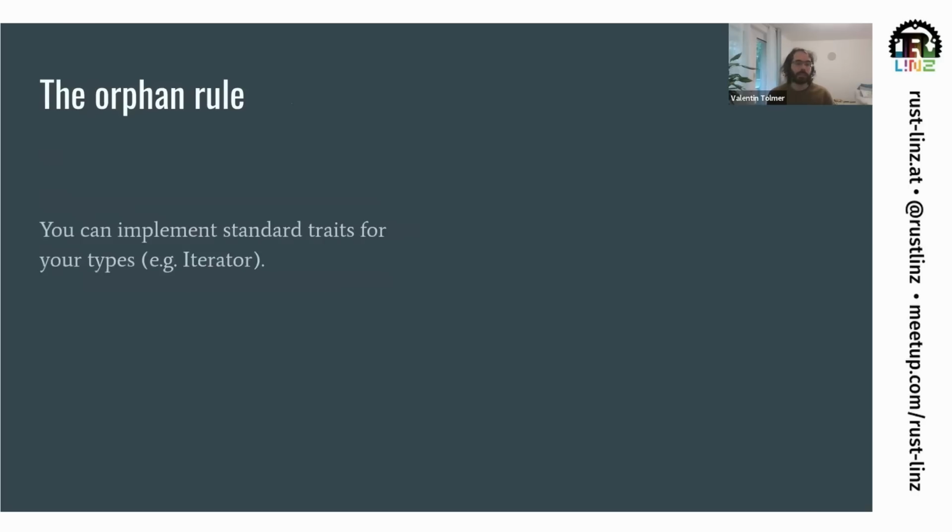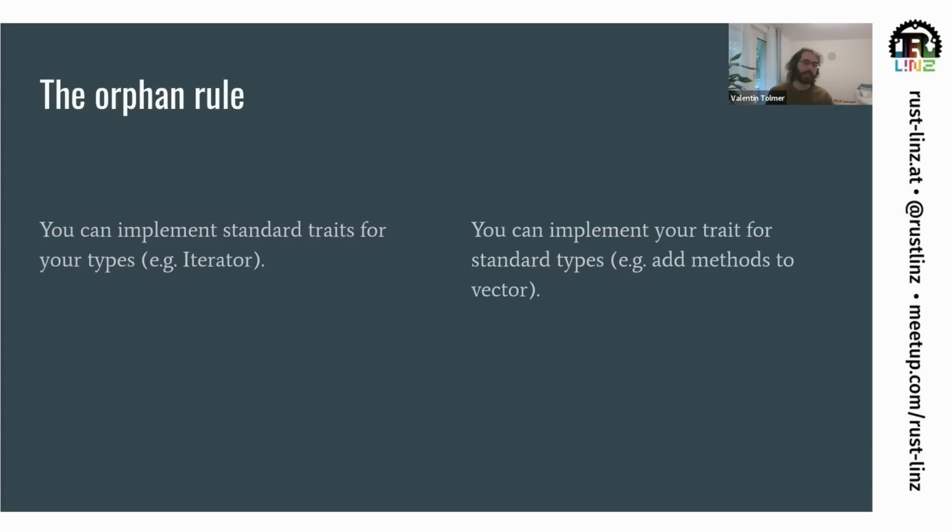So you can implement standard traits for your types. For instance, we implemented the standard Iterator trait. Or you can implement your own trait for standard types. You can add methods to vector. But you cannot implement standard traits for standard types. So you cannot implement a trait introduced in another crate for a type introduced in another crate.